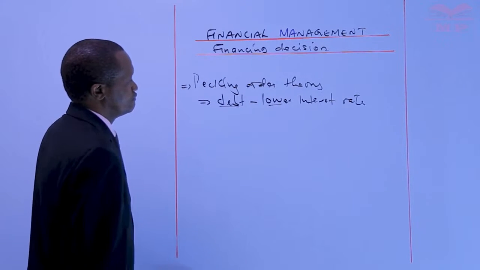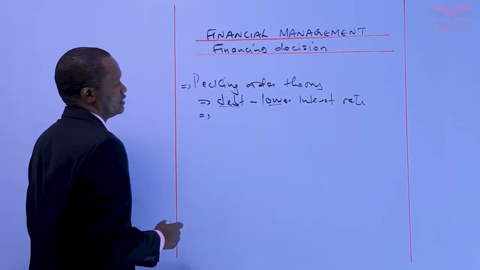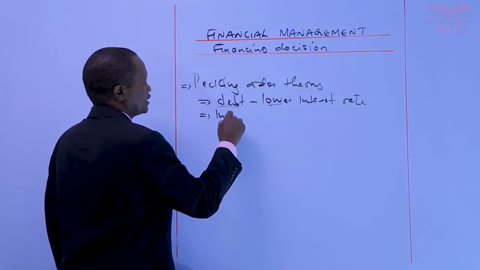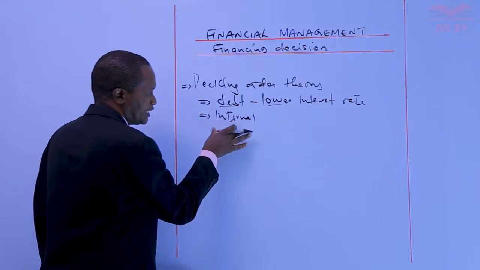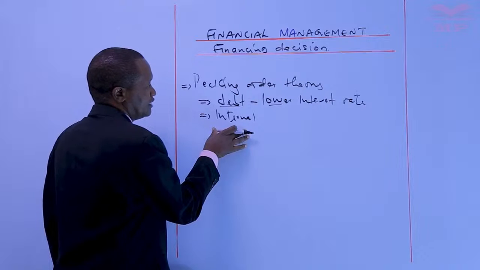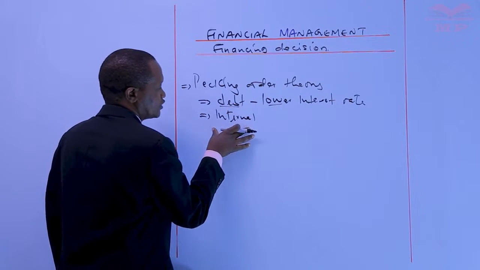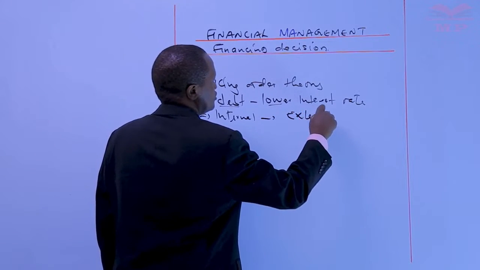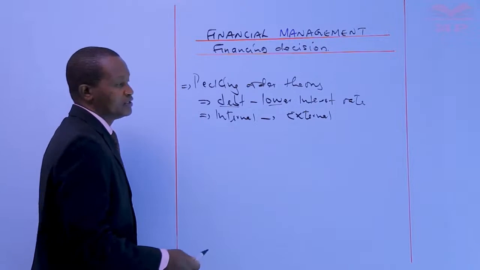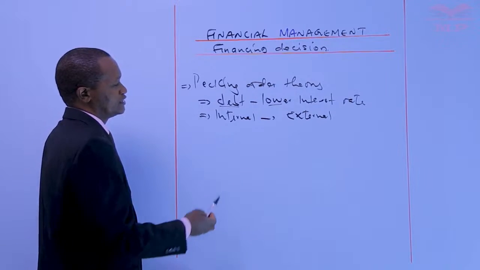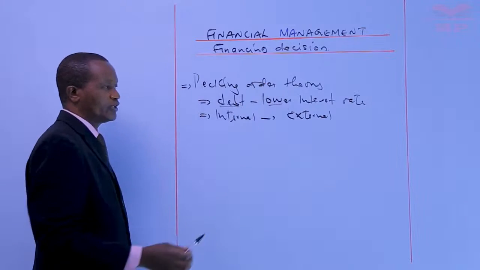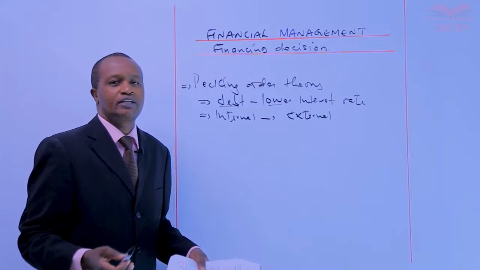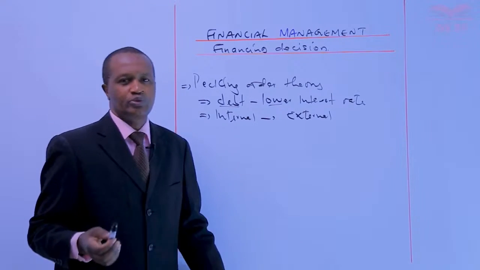I also mentioned that under pecking order, a firm should opt for internal sources. If a firm has internal sources of finance like retained earnings, then the firm should exhaust the internal sources before the external, because generally the internal sources of funds are cheaper than the external sources. So the pecking order is one of the theories that can help a finance manager make the financing decisions.